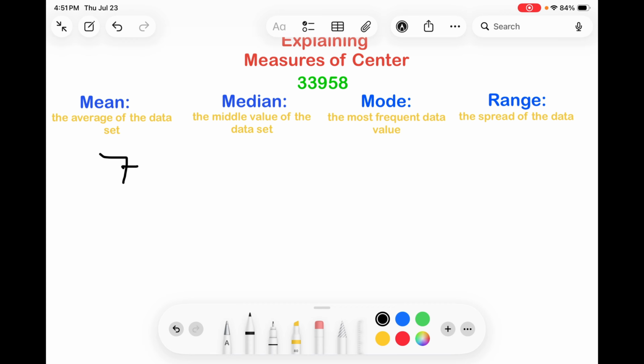Now, the median. The median is the middle value of the data set. Now, the middle value of the data set, not just like this. It needs to be in order from least to greatest. So let's note that down right here.